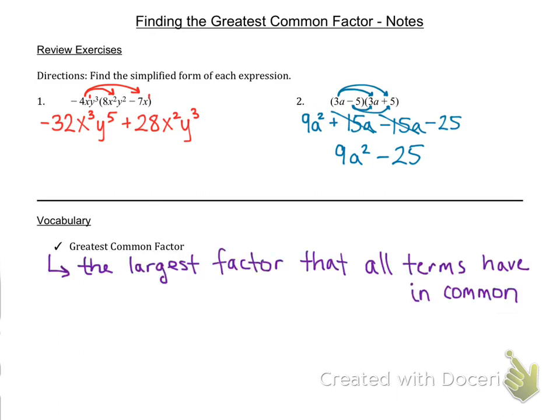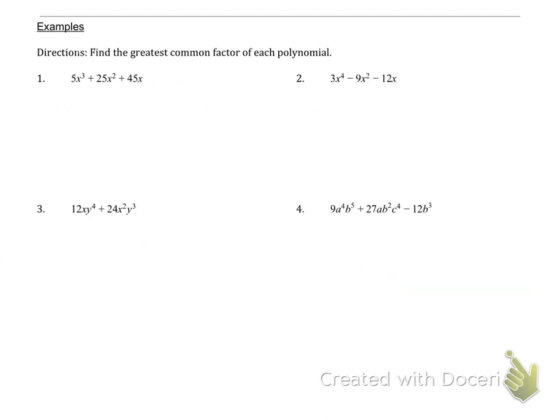Now let's talk about the greatest common factor. The greatest common factor is the largest factor that all terms have in common. Now let's try some example problems. The directions state find the greatest common factor of each polynomial.